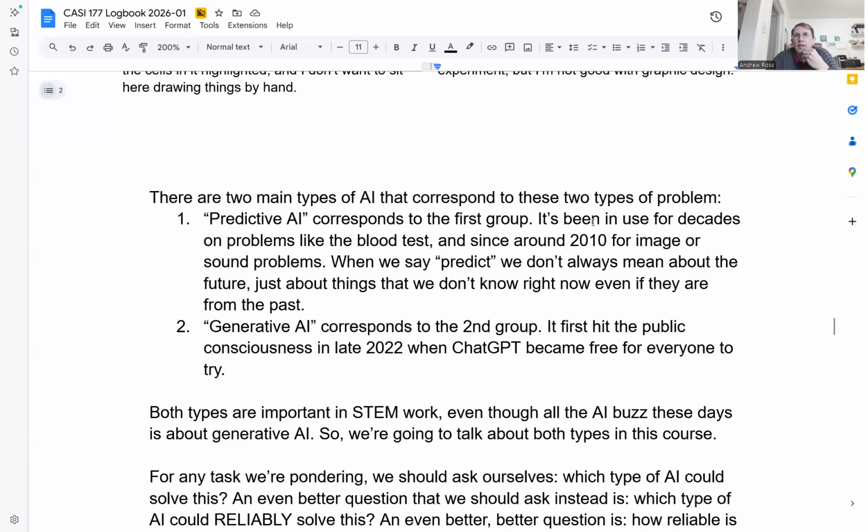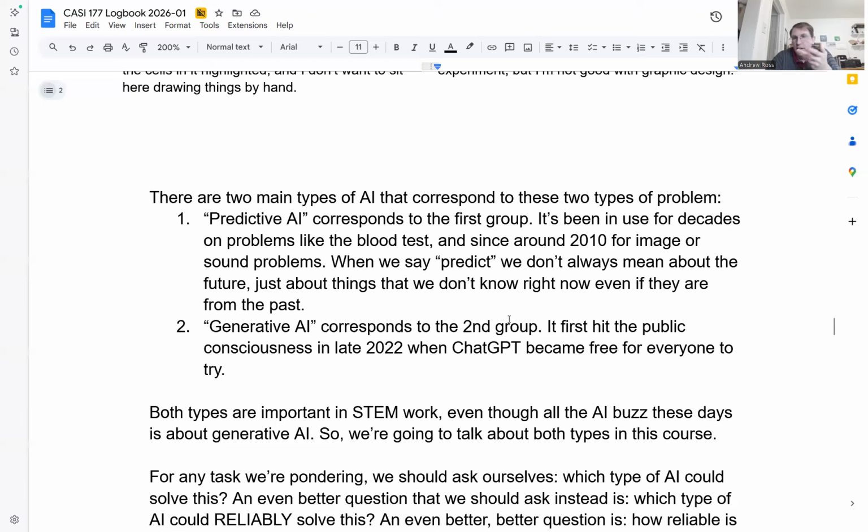So predictive AI has been used for decades on blood test kind of problems, and since around 2010 for like, is there an eagle in this image? Or does this sound mean that the seal is about to fail? Predictive doesn't always mean forecasting the future. It just means forecasting something we don't know, even if it's in the past. So like, was there an eagle in the image?